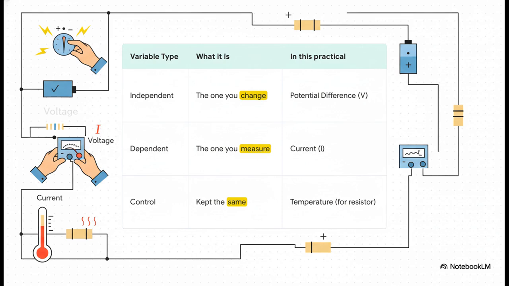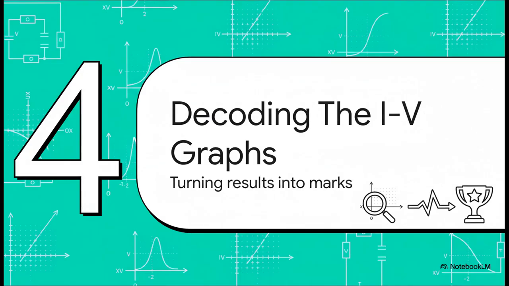We have to try and keep it the same because, as you're about to see, temperature can change everything. Okay, deep breath. You've done the experiment, you've got a table full of numbers. Now for the bit that really matters, decoding those IV graphs. This is where you turn all that data into actual understanding and, more importantly, into exam marks.